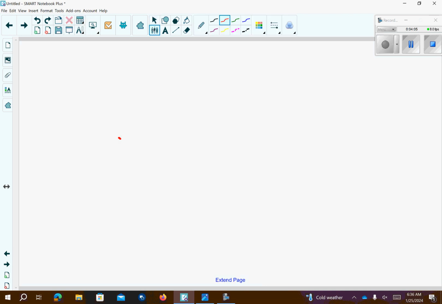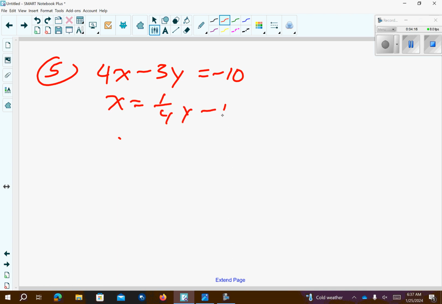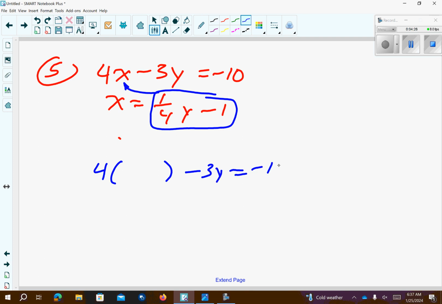All right, let's take a look at number 5. Number 5, we have 4x minus 3y is equal to negative 10, and then I have x equals 1/4 y minus 1. So I already know that x equals this, so I'm going to plug that into there. So I'm going to get 4 parentheses there. That's where x used to live, but now I'm going to put 1/4 y minus 1 in there. Distribute over. 4 times 1/4 is just 1. So that's going to give me 1y, which is the same thing as y. Or 4 times negative 1 is negative 4. Minus 3y equals negative 10.